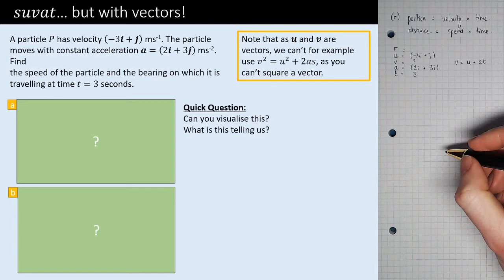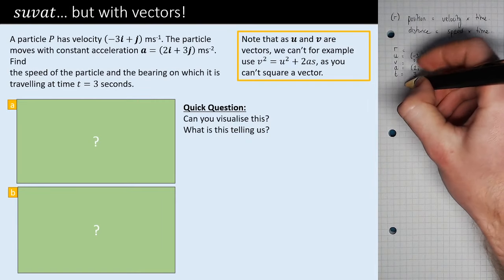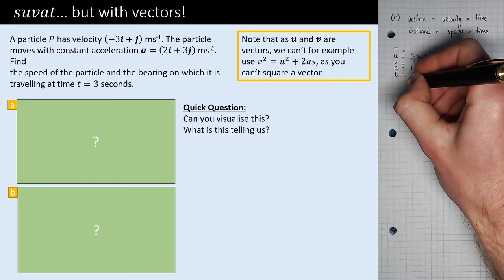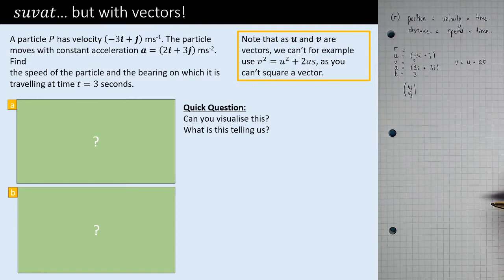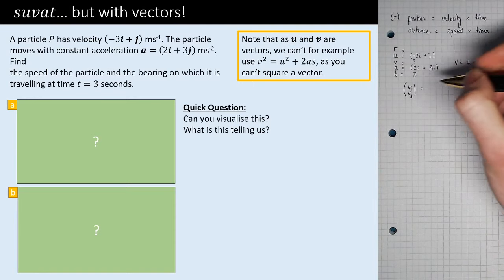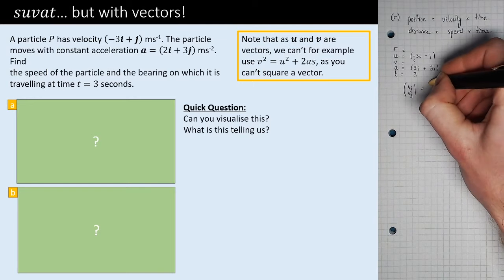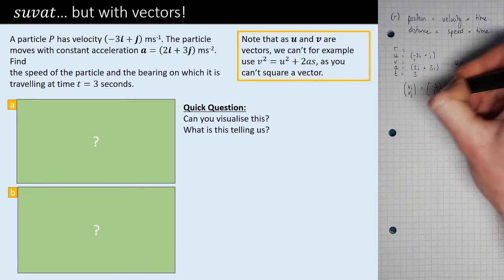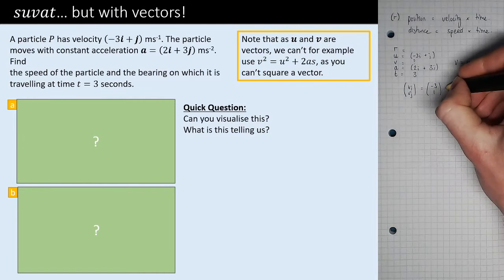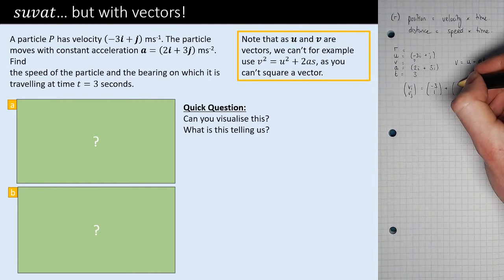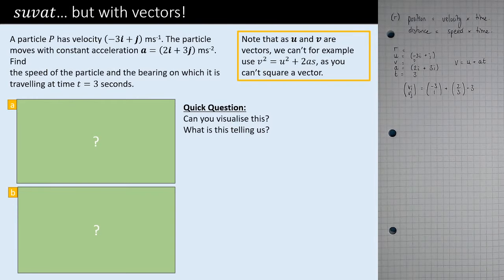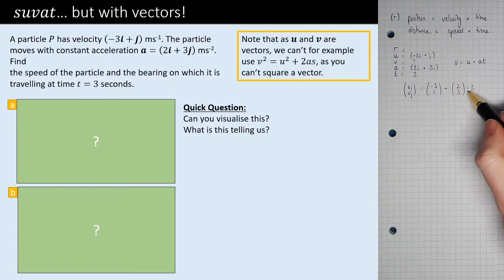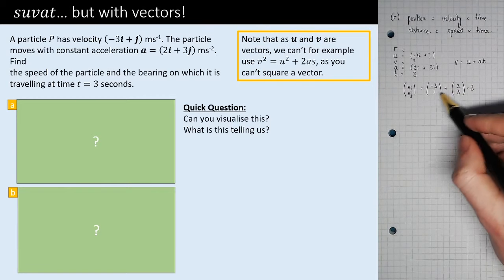So now, vectors rather than scalars. v is just going to be split up into vi and vj. u is negative 3, 1 in this case, plus acceleration is 2, 3, times time, which is 3. Now, I can do a vector times a scalar. We just times each of the numbers, and we can add two vectors afterwards.